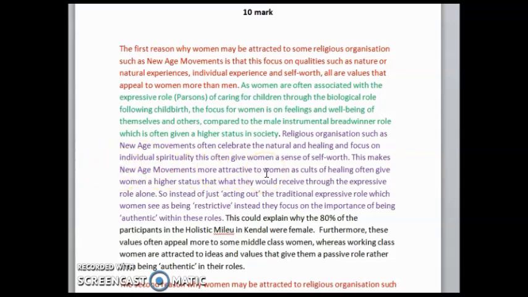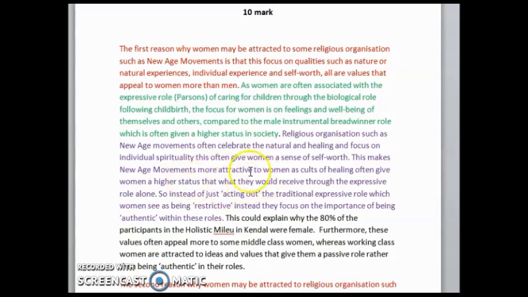And what we've done there is we've used the wording from the question, which really focuses your answer, and it shows that you are answering the question set. So these are more attractive to women because these are giving the woman a higher status that they would never achieve through the expressive role alone, which is often a lower role compared to the men's instrumental role.